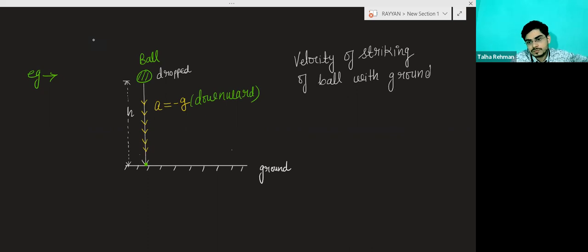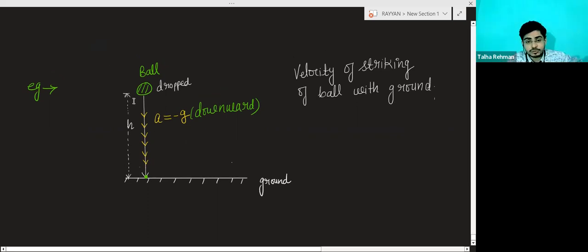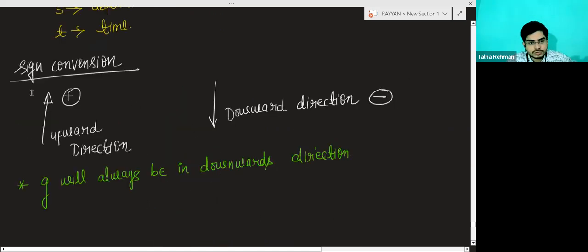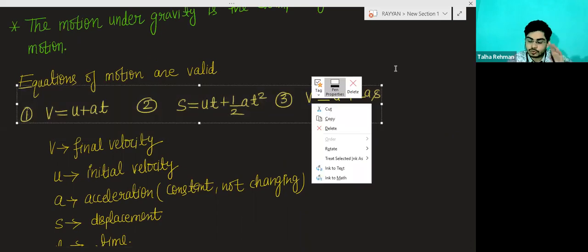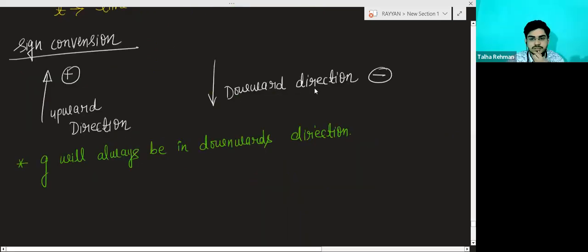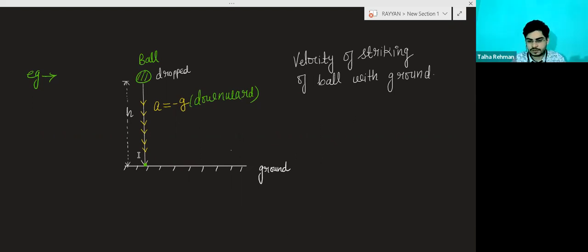One more thing: you have to apply the equations of motion. These are the equations of motion, so you can check your notes. Now you have notes. That is why I am saying again and again, make your own notes. So just try. What will be the velocity at this point when the ball will strike? Try to think by yourself. Try to apply the equations of motion.